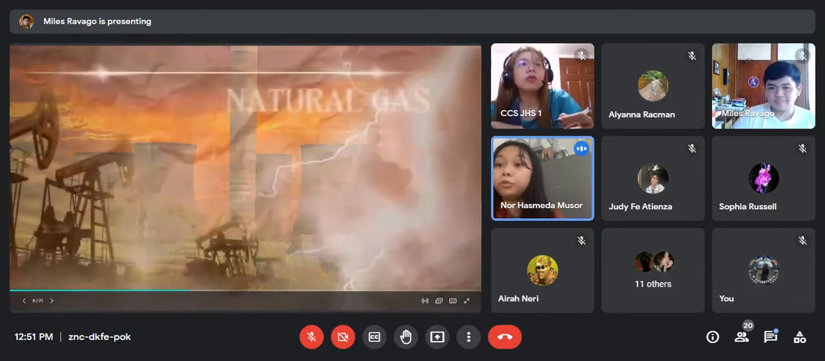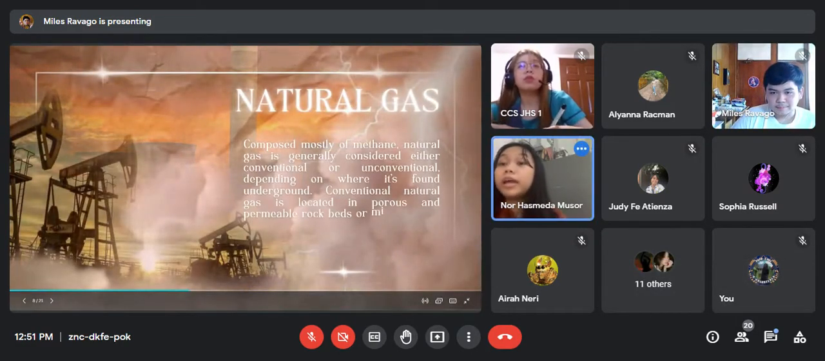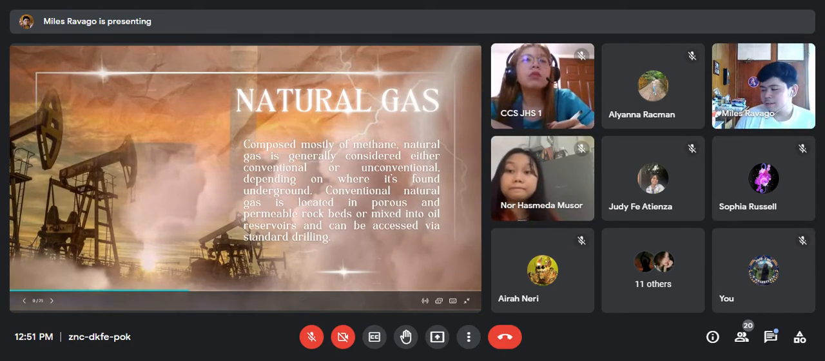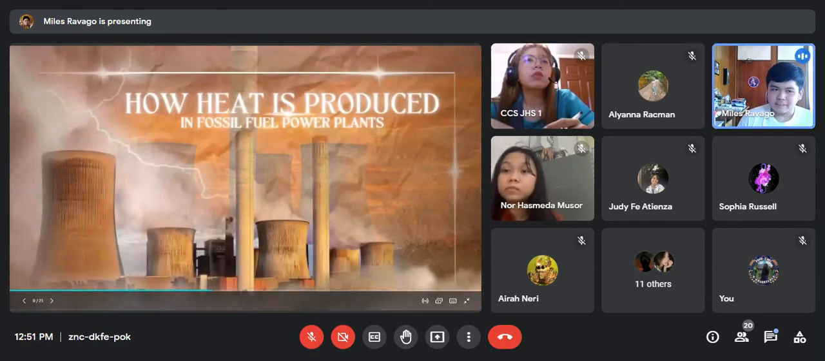The third and last fossil fuel we'll talk about is natural gas. Composed of mostly methane, natural gas is generally considered either conventional or unconventional, depending on where it's found underground. Conventional natural gas is located in porous and permeable rock beds or mixed into oil reservoirs and can be accessed by standard drilling. With all the fossil fuels, a fossil fuel power station produces energy, which in the process also uses heat to power the process of energy transformation, as a fossil fuel power plant uses thermal power.